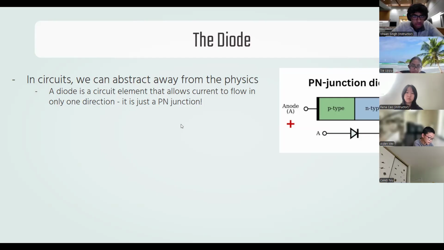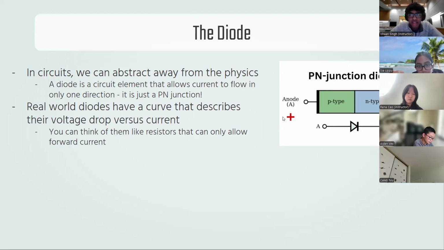So real world diodes have a curve that describes their voltage drop versus current. An ideal diode simply blocks current in one direction and fully allows it in the other direction. So if I apply a voltage in the wrong direction, it gets fully dropped. It gets completely canceled out. If I apply a voltage in the right direction, the diode just acts like a wire. It's like it's not even there.